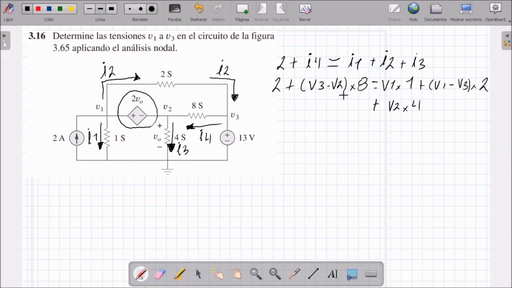Good. I start applying. I'm going to rewrite this equation here so that it looks better. I have 2 plus 8V3 minus 8V2. This is going to be equal to V1 plus this for this and this for this, 2V1 minus 2V3.